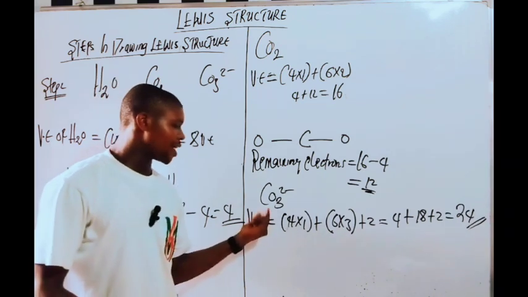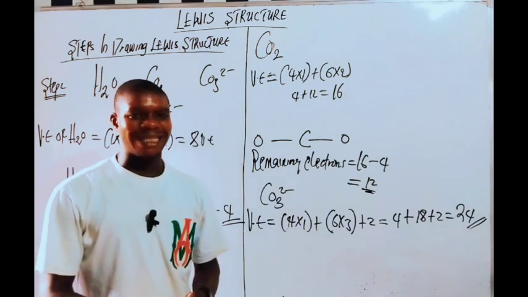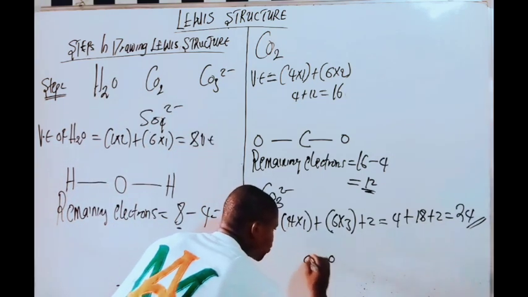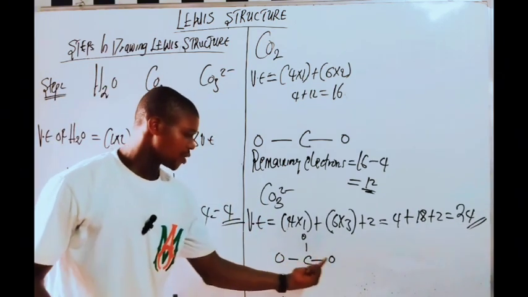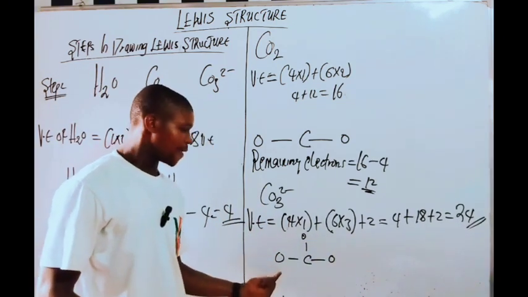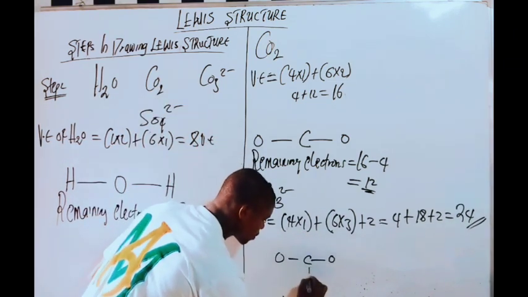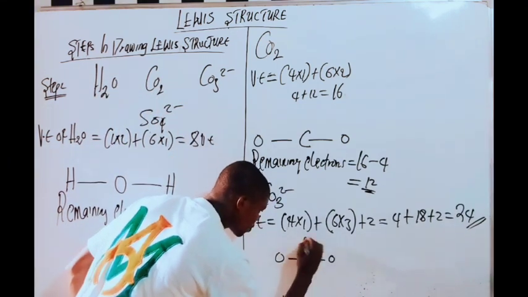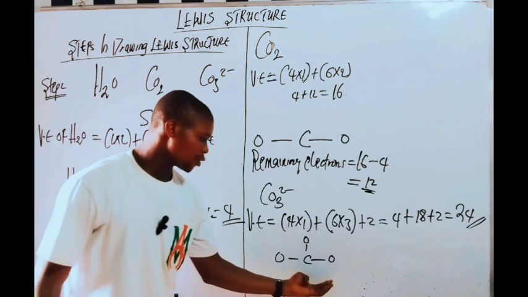Now let me draw the skeleton. This compound contains 1 carbon and 3 oxygen, so the carbon will be the center atom, connected to 3 oxygen: 1, 2, 3 here, right? You can also write it like this, it's still the same, but I prefer to place it up.